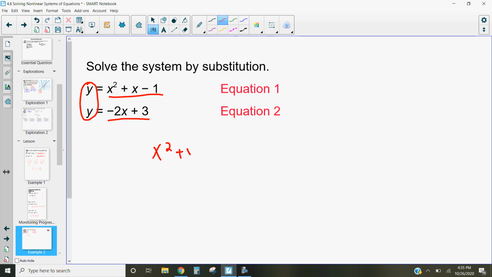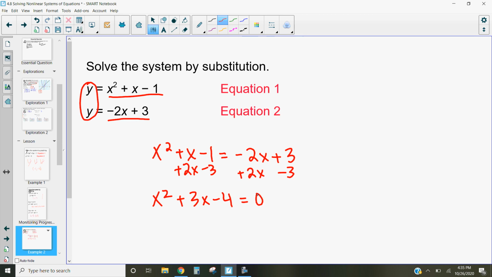x squared plus x minus 1 equals negative 2x plus 3. Now, I just want to solve this like I always solve equations. So what I'm going to do here is instead of leaving it like this, I'm going to move everything to the left and make it equal to 0. So I'm going to add 2x to both sides. I'm going to subtract 3. And I end up getting x squared plus 3x minus 4 equals 0.